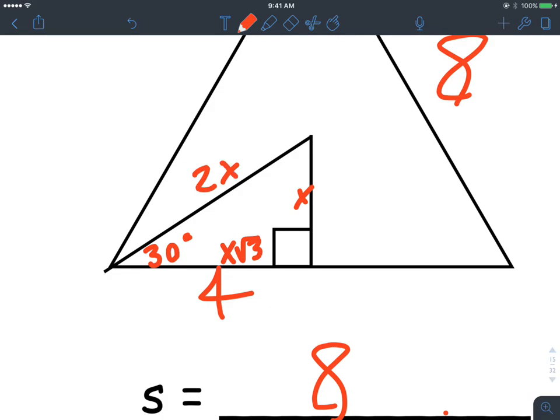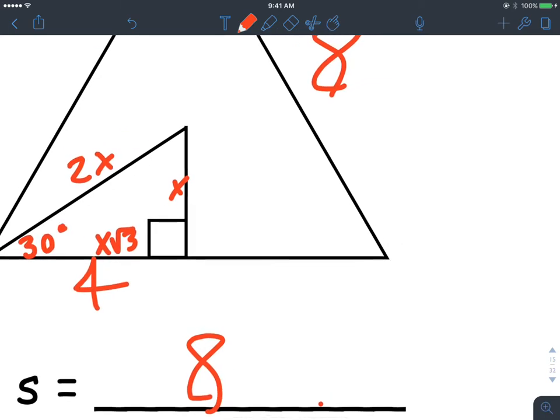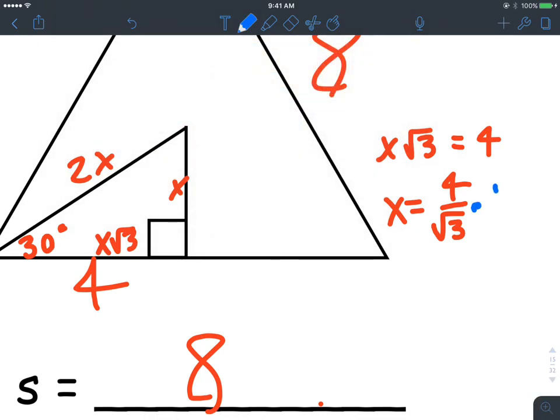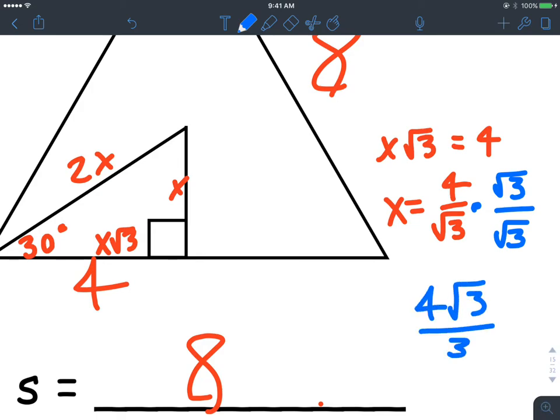Okay, so we will say, and we'll probably need a little bit of room for this, x square root of 3 equals 4. So we'll have to divide, so that'll be 4 divided by square root of 3. And then we'll also have to rationalize. So this one's going to get kind of messy here. So that'll be 4 square root of 3 over 3. And that is your apothem. 4 square root of 3 over 3.